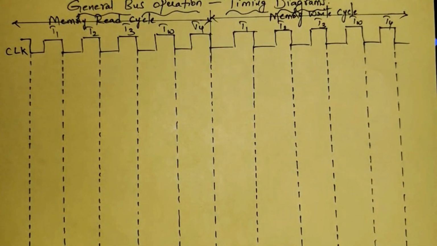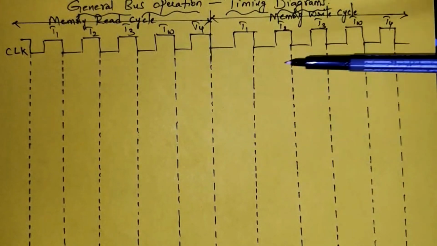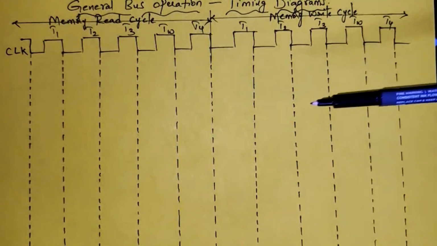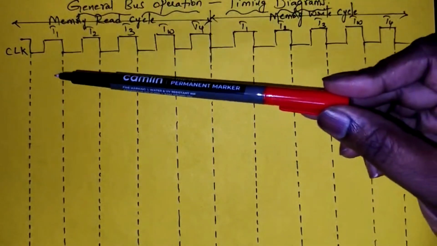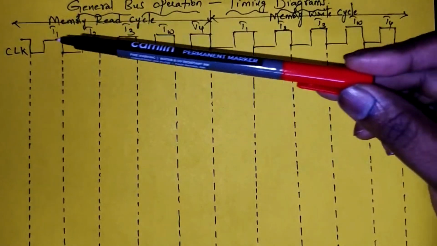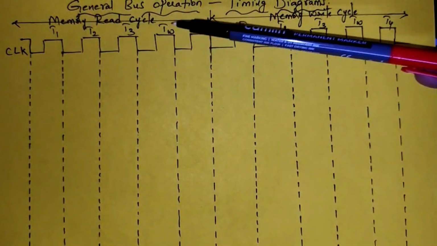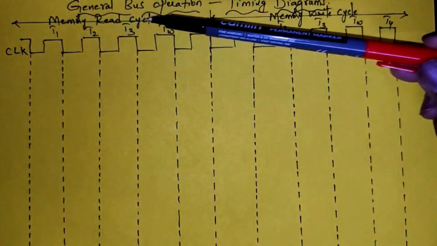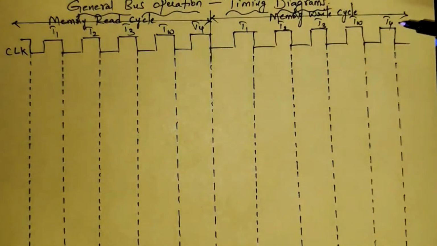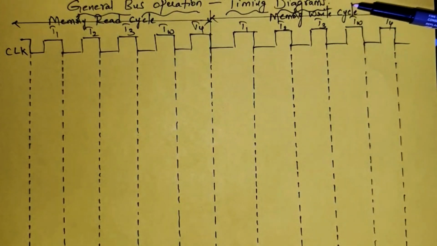Now we are going to see the concept of timing diagrams of 8086 microprocessor. This is for general bus operation. These timing diagrams are common to your maximum mode as well as the minimum mode. And if you see here, you have the 5 clock cycles T1, T2, T3, TW, T4. These 5 clock cycles are for memory read cycle. Next 5 clock cycles are for memory write cycle.